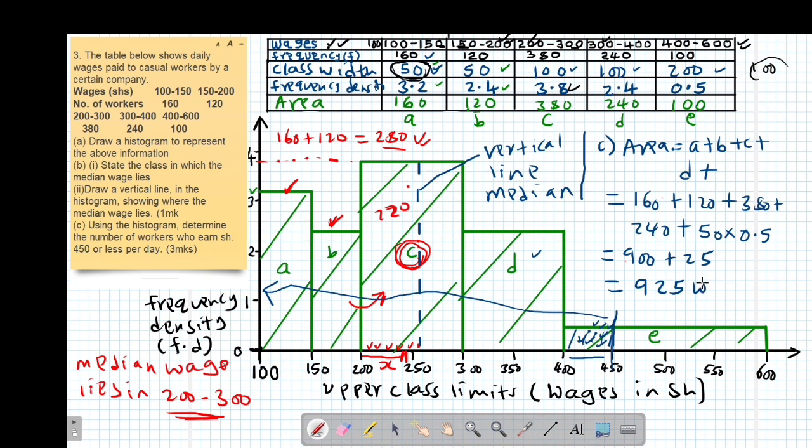So determine the number of workers: 925 workers will be earning 450 shillings or less per day. So that's a question worth 10 marks.